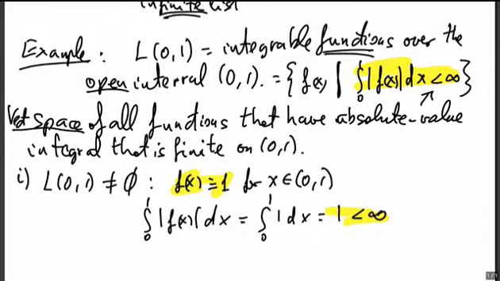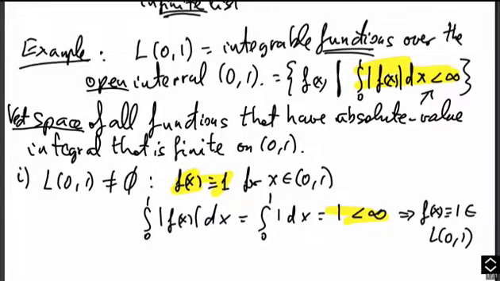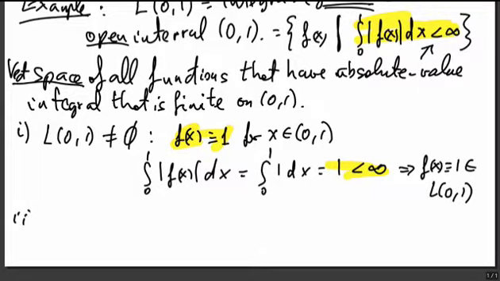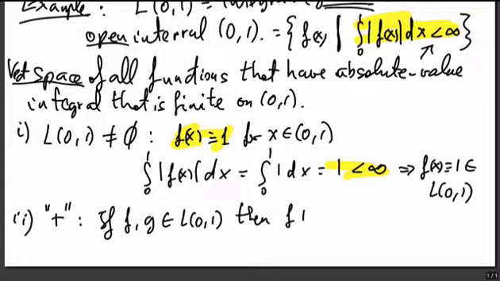So that means f of x identically 1 is in that vector space, L1 of 0, 1, the integrable functions. The second property is that the plus stays in the set when you add together two functions. So it says that if f, g are in this space, then f plus g should be in this space.